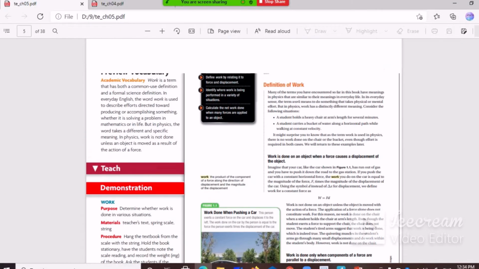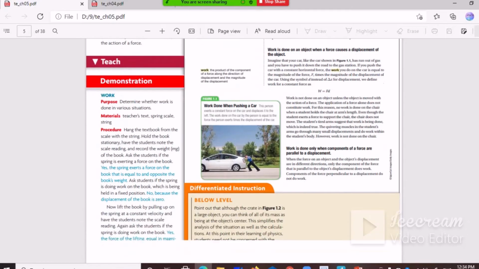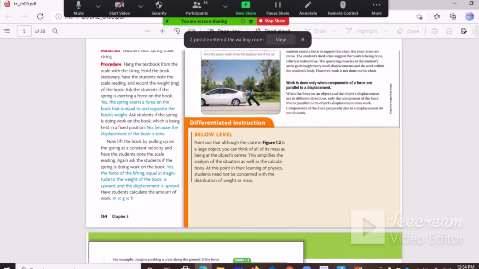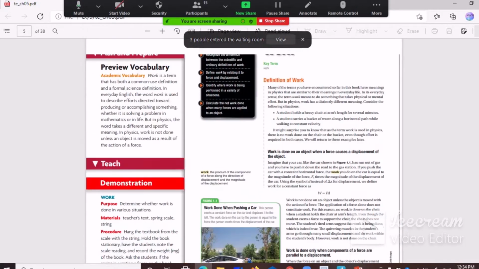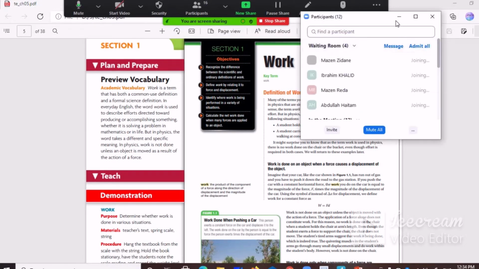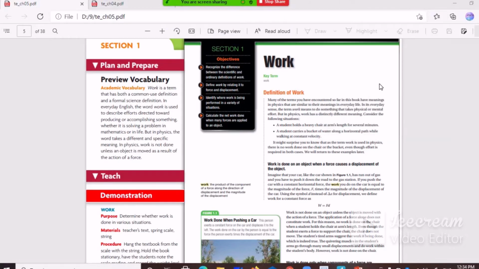Welcome back, everyone. Let's start today with the work. That's a new chapter, chapter 5, section 1, page 154. Okay, if you want to open your book, page 154, work. Of course, some of you think about the work when you hear this word, work. You think when you make effort, it will be work. Some of you think that.